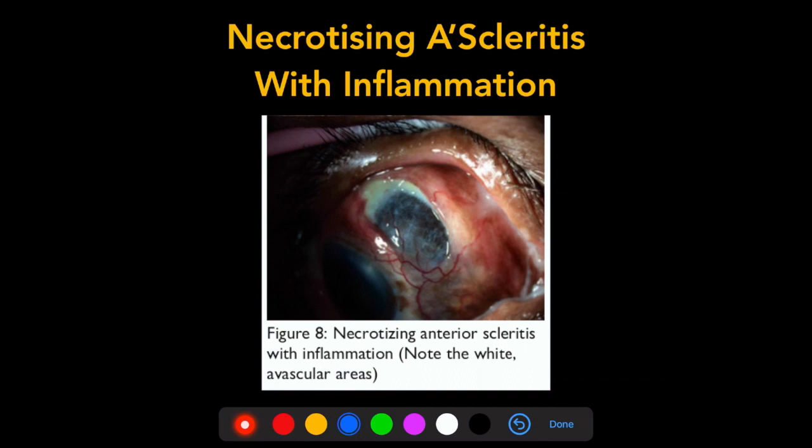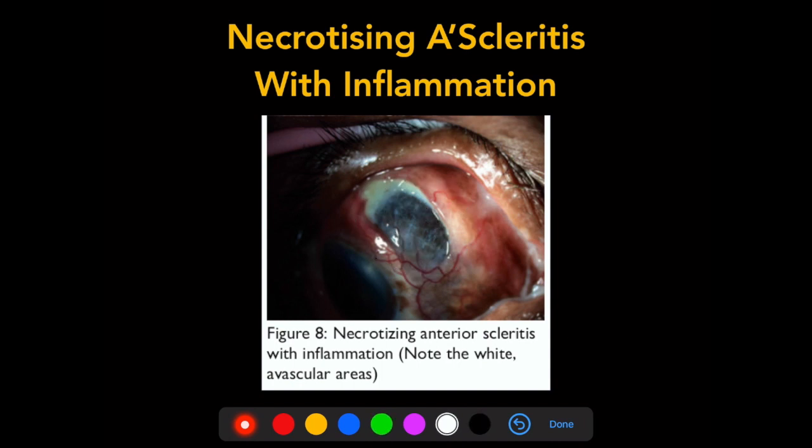And this is again another picture showing the necrotizing anterior scleritis with inflammation. You can see the white avascular areas here. Okay, this is the most important part. This is the thinned out area with the uveal show. So you can appreciate this.